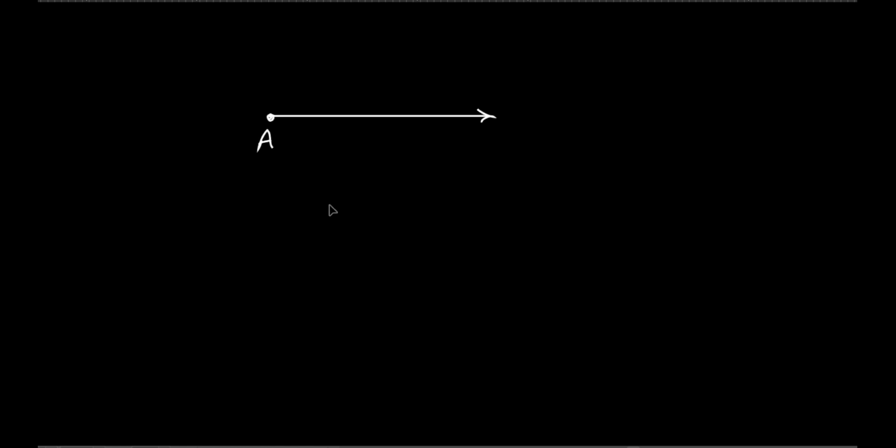So it has an endpoint right there. Now, what a ray has to have is another point that it goes through. All right, I could put a point anywhere on here, and put a B.